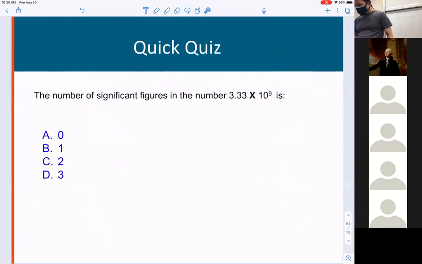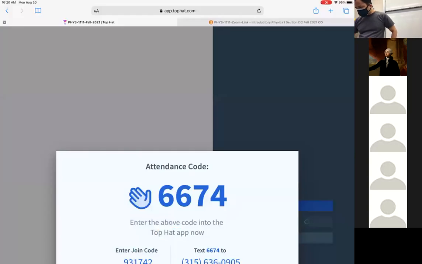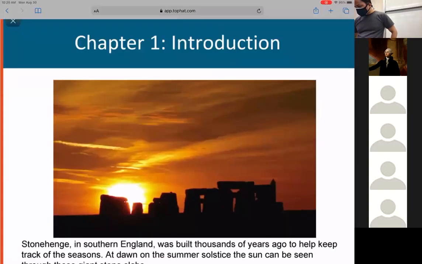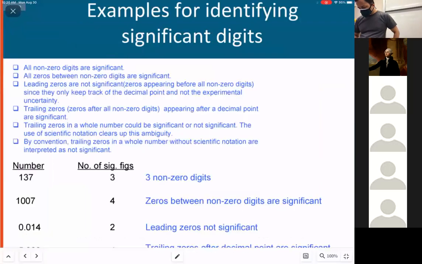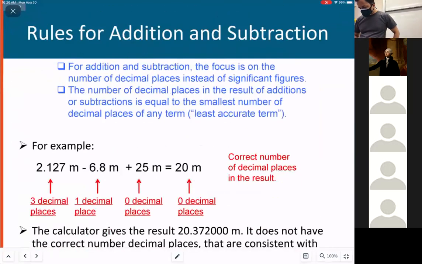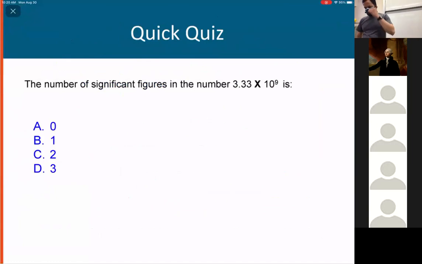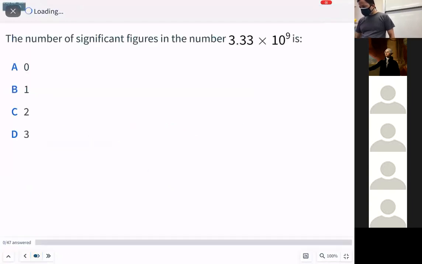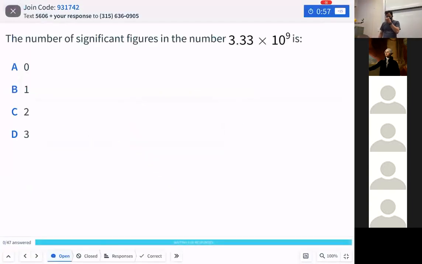All right. Okay, so let's do a quick quiz here. I'm going to switch to Top Hat. Start presentation. So here's the question. The number of significant figures in this number is which one of the following? We got 60 seconds.